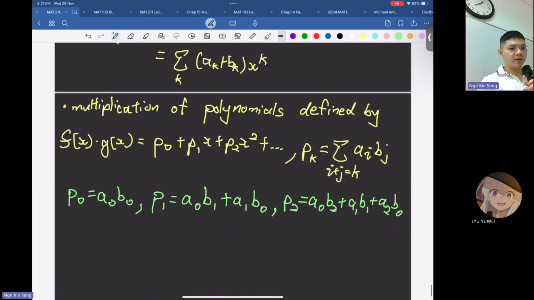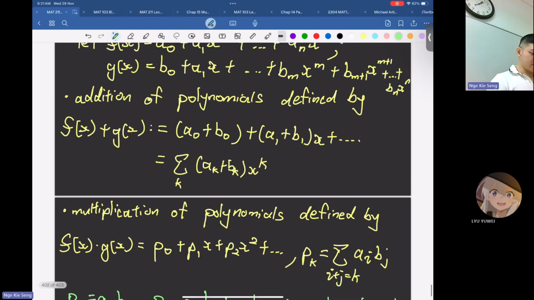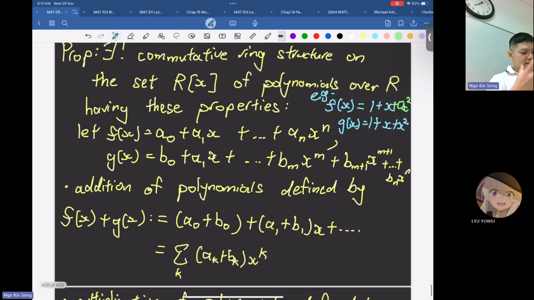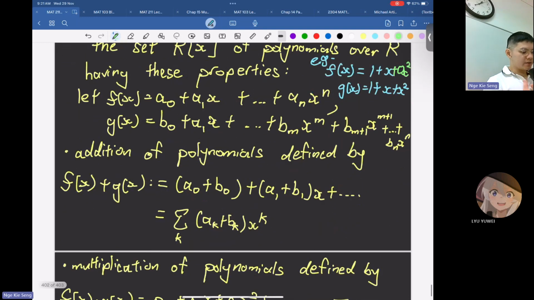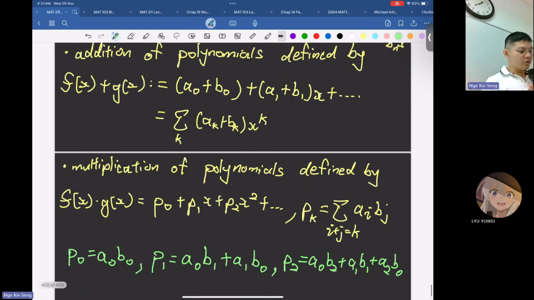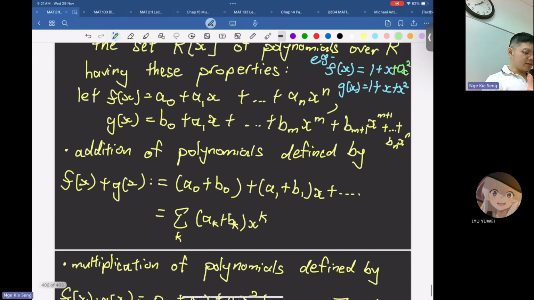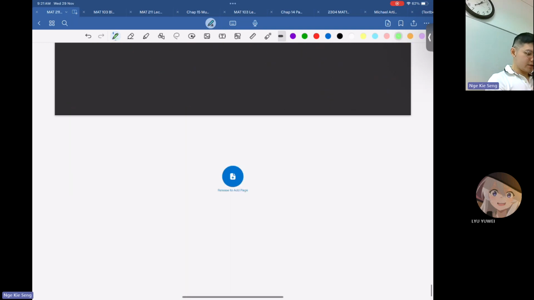Existence, you need to prove. You need to check all the properties. Why is it unique? Because if two structures have the same calculation, it is the same thing. It's a formal thing to show it is unique.